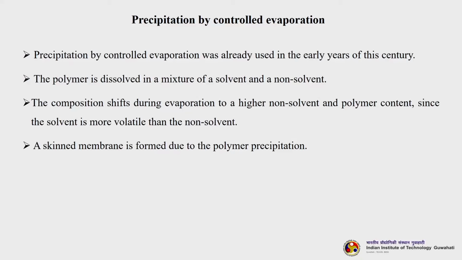So, you are understanding. So, that means when I am making a mixture of a polymer with its solvent and a non-solvent, then what will happen when I am casting it, since the solvent is readily evaporated, it will evaporate. So, the composition will be more towards the non-solvent and the polymer content. So, that will form the matrix of the membrane. So, skin membrane is formed due to the polymer precipitation.